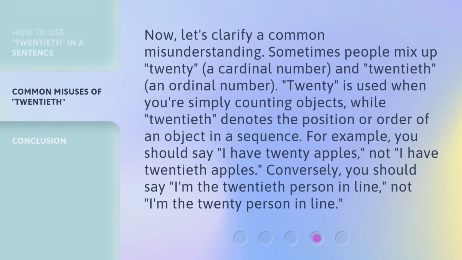Now, let's clarify a common misunderstanding. Sometimes people mix up 20, a cardinal number, and 20th, an ordinal number. 20 is used when you're simply counting objects, while 20th denotes the position or order of an object in a sequence. For example, you should say, I have 20 apples, not, I have 20th apples. Conversely, you should say, I'm the 20th person in line, not, I'm the 20 person in line.